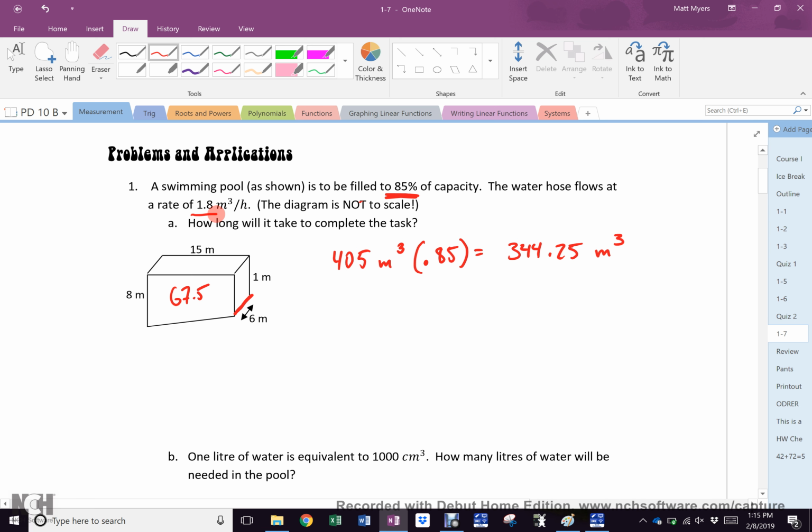Now, you can fill 1.8 meters cubed per hour. So I divide that by 1.8 and I get 191.25 hours. Which, if you really wanted the A++, you would have said 191 hours, 15 minutes. If you really wanted me to go home and be like, I got the best students in the world.